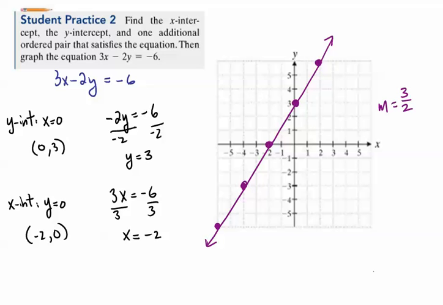What does that mean? That means any point that lies on that graph, the x-coordinate could be plugged in, multiplied by 3, the y-coordinate could be plugged in, multiplied by 2. The 3 times the x-coordinate minus 2 times the y-coordinate would always equal -6. And so there are an infinite number of solutions to that equation, and they all fall right on that line.